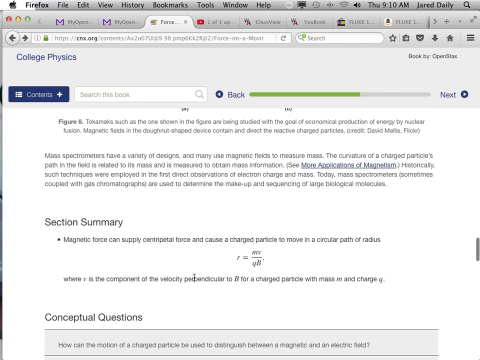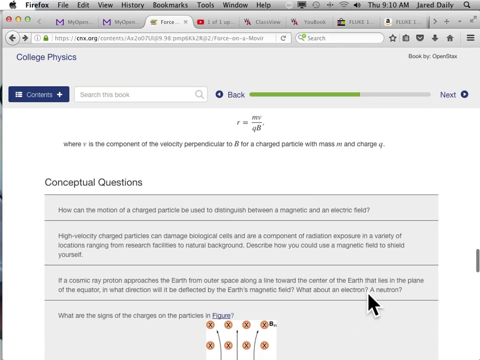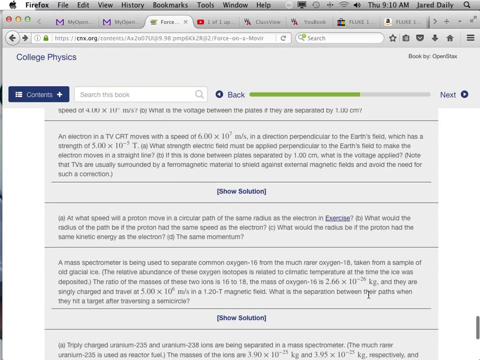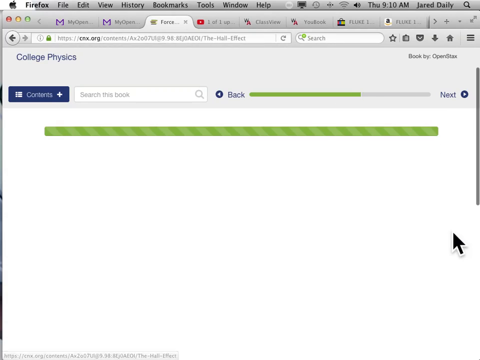But this equation turns out to be very important for that particle radius, that path radius of a particular particle in a particular field. Okay, now.